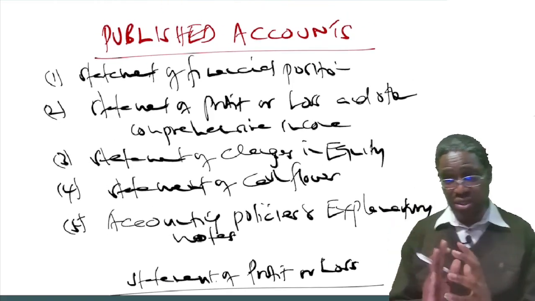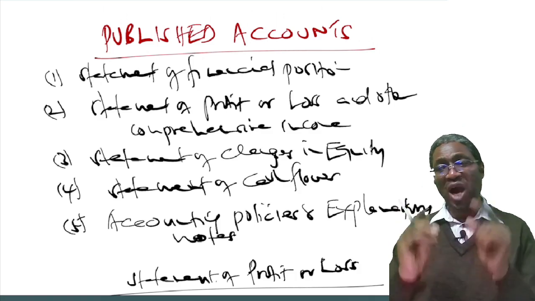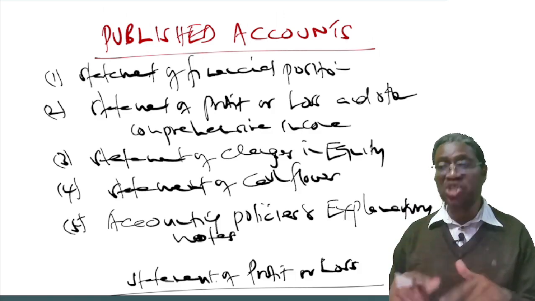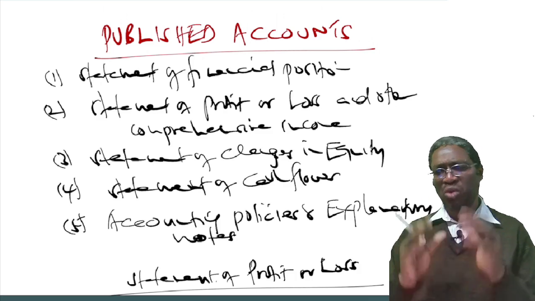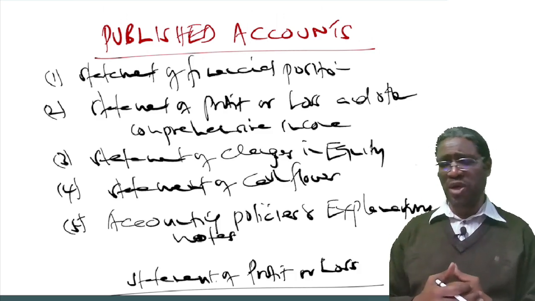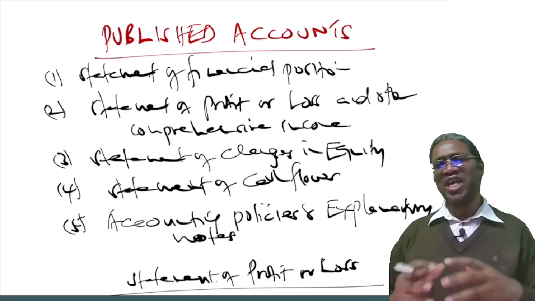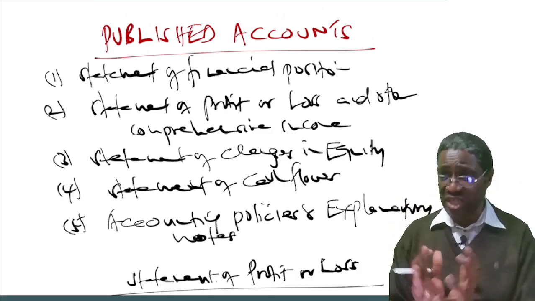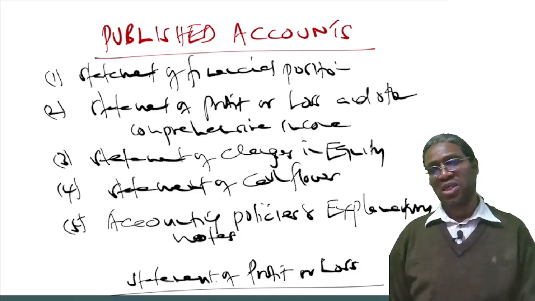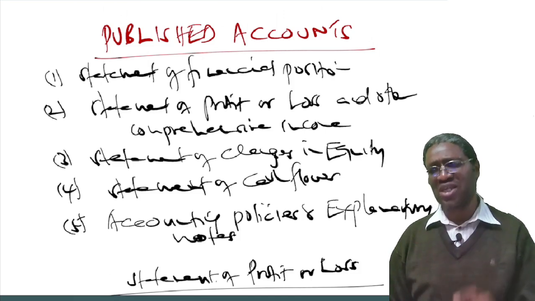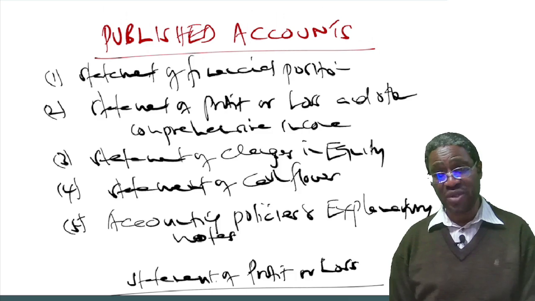We had said this. When you're a public company, you are required to prepare published accounts. And so we asked ourselves, when you as a public company are required to prepare published accounts, what should you include in a complete set of financial statements for publication to the public? And we said there are 5 components that should be included in a complete set of financial statements.